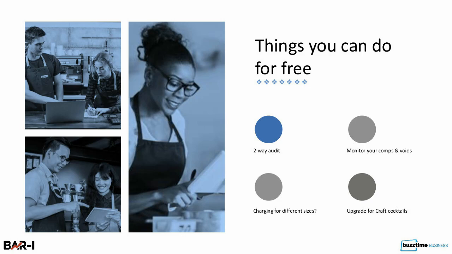So if you check your comps and voids once a week or once a month, look at it compared to overall sales, and you should see it be somewhat stable. And tracking that is a good idea, so that when you have spikes, you can figure out what's going on, what's causing them.